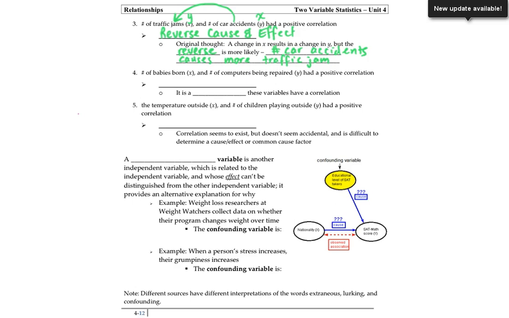Example number 4 should be relatively easy to explain. The number of babies being born and the number of computers being repaired. If it showed that that had a positive correlation, that is most likely an accidental relationship. It is a coincidence that these variables have a correlation.